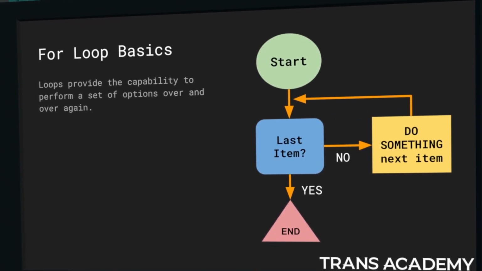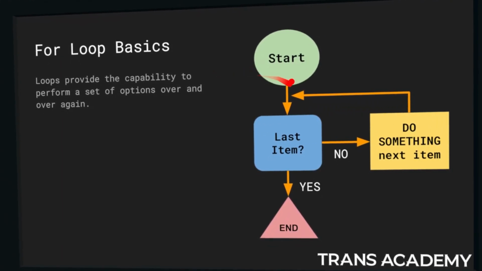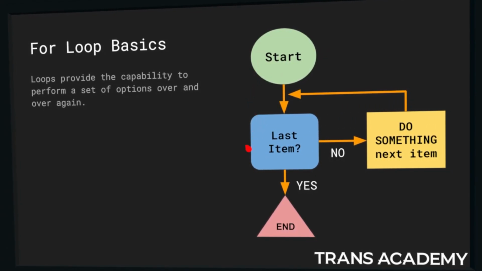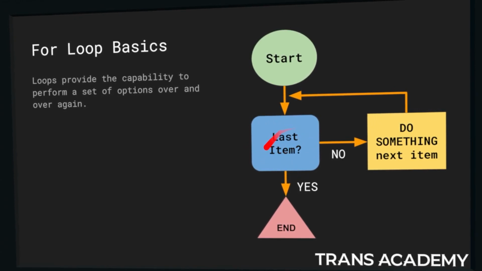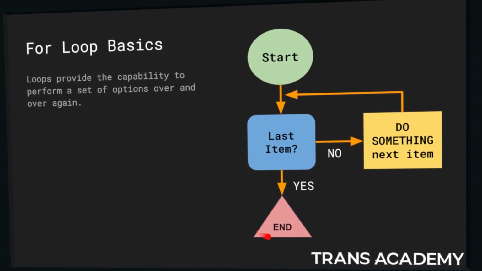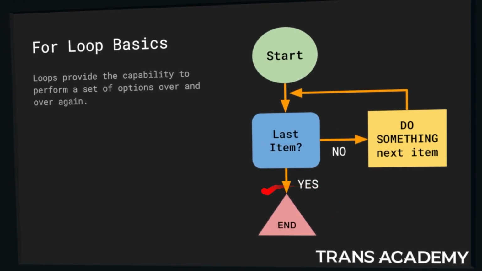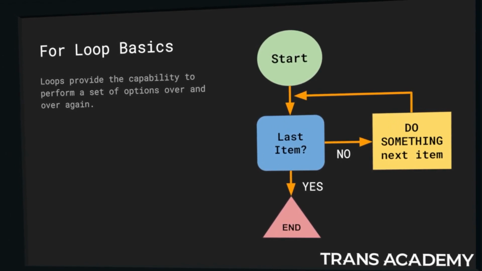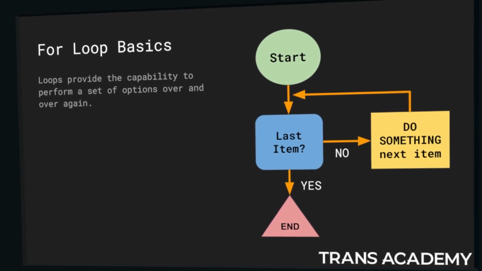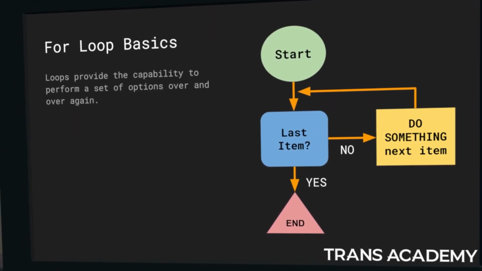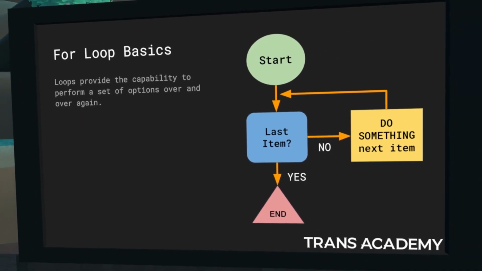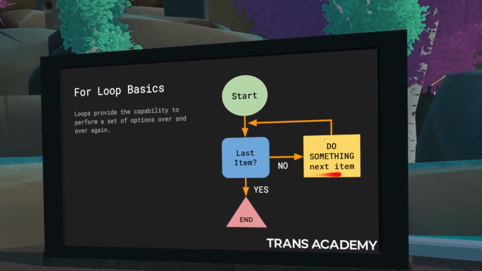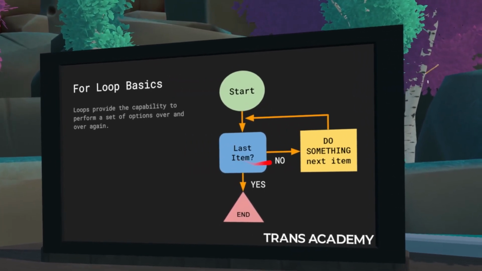So how does this work? In the event of a for loop, you start the loop. Each time, it does a check to see if it's the last item. If it's the last item of the loop, it will exit the loop. So if you somehow executed a loop that had 0 items in it, then it would immediately go through to this condition. However, if you have anything more than 0, you're going to continue to loop through this until you've gone through all the items.